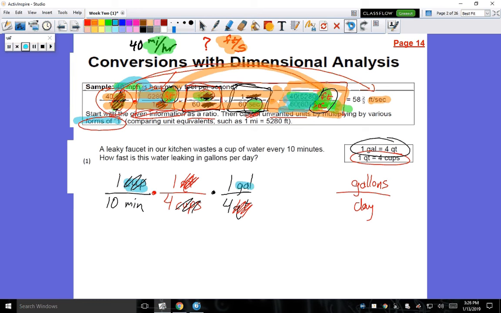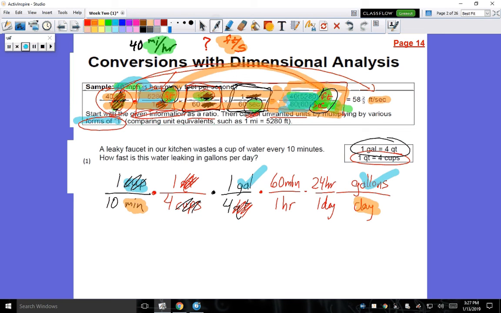Okay? Well, so far we have the gallons that we need. Our goal was to get gallons in the numerator, and check, that's what we have. So now, since we have gallons in the numerator, our new goal is to cancel a way to change these minutes to result into a day. Now let's multiply the time pieces. We know that 60 minutes are in 1 hour, and finally we know that 24 hours are in 1 day.